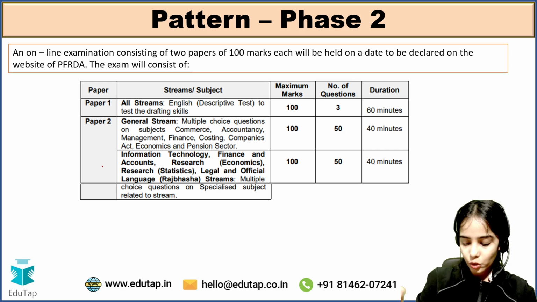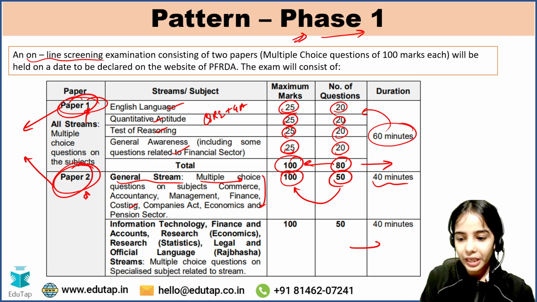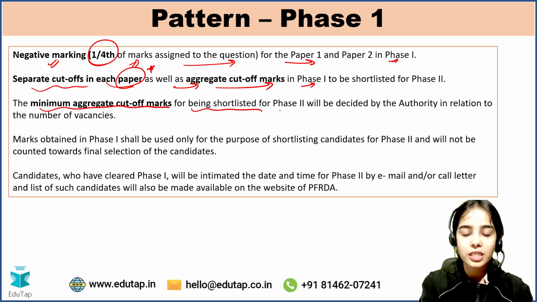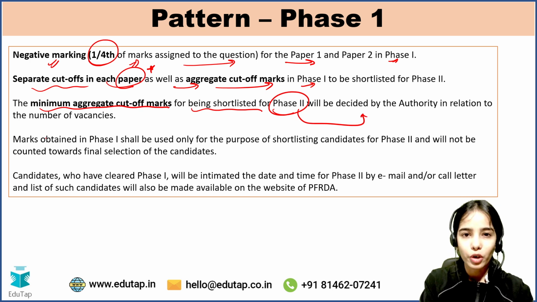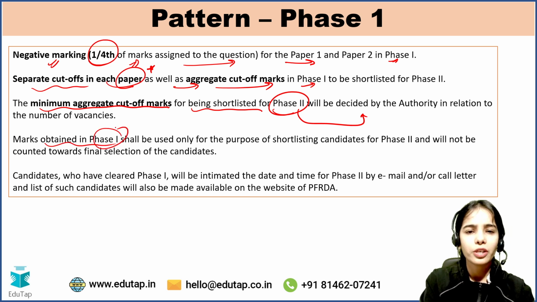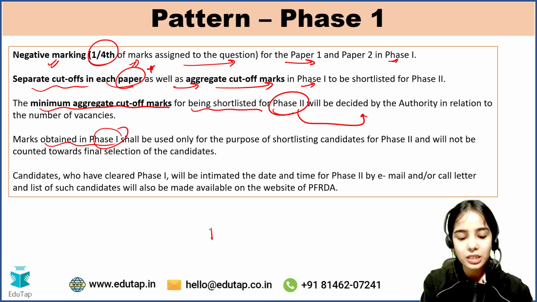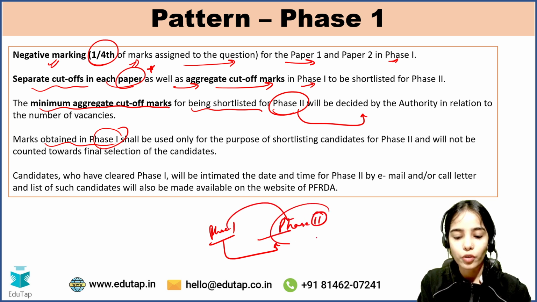So for these two papers, there will be separate cutoffs as well as an aggregate cutoff. The minimum aggregate cutoff for being shortlisted for phase 2 will be decided by the authority as per the number of vacancies. Marks obtained in phase 1 will not be utilized after you have been selected for phase 2. That means the phase 1 marks are only used for your selection in phase 2. After you have been selected for phase 2, the phase 1 marks will not be utilized.